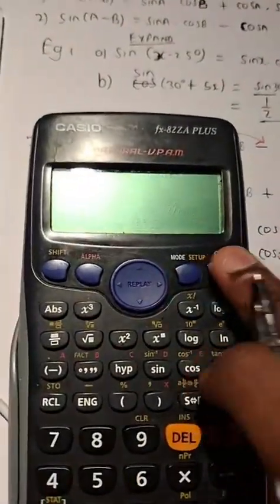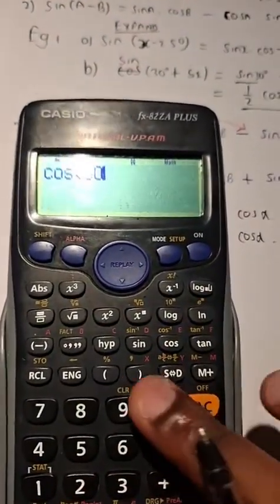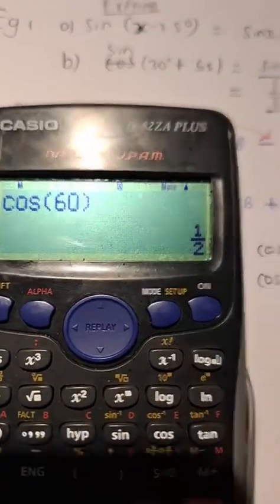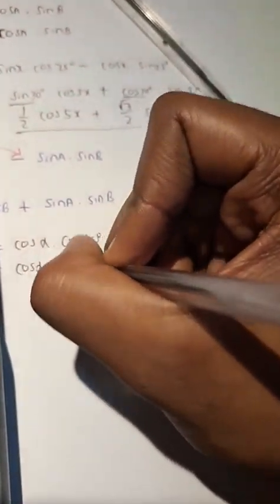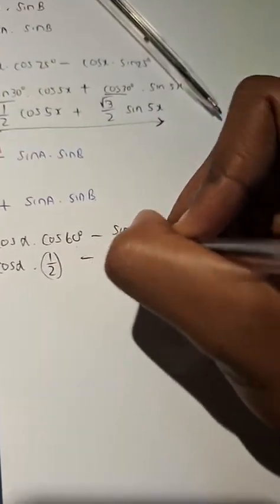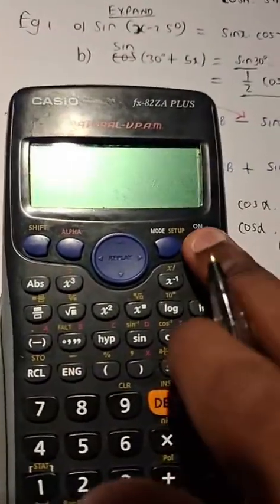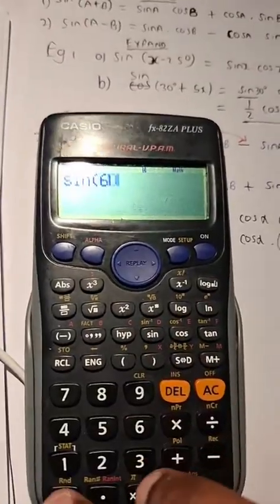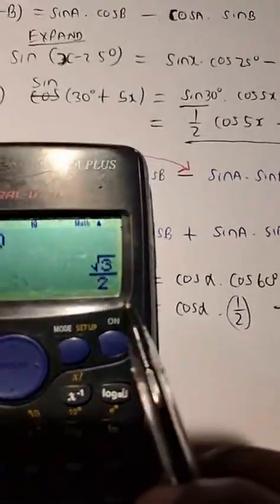We know that is a special angle, so we say cos of 60 degrees, that's a half, minus sine alpha sine 60 degrees. Sine of 60 degrees, that is equal to root 3 over 2.